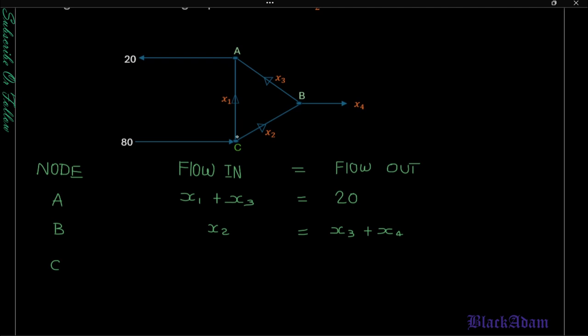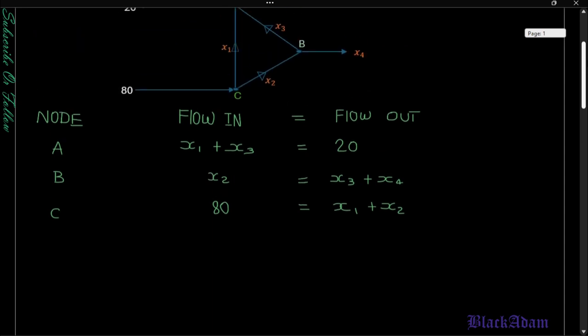And then node C, that's our node C there. Entrance is 80, and then exit is x1 and x2. So the flow out: the entrance is 80 and the exit is x1 plus x2.